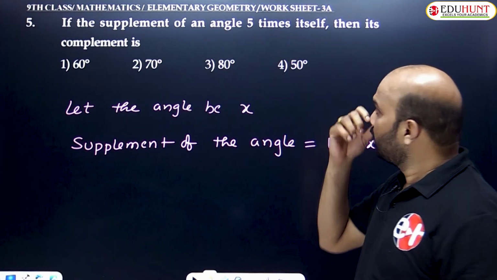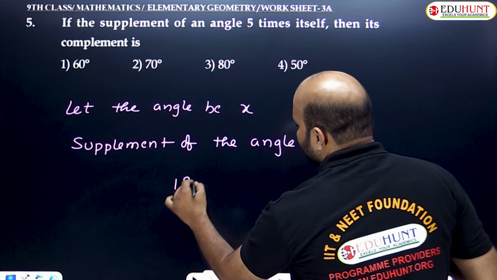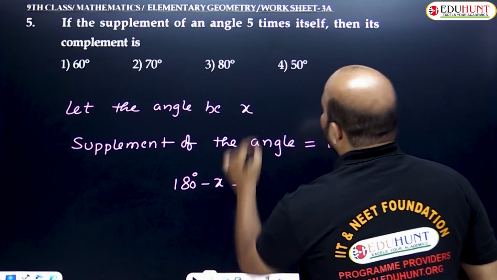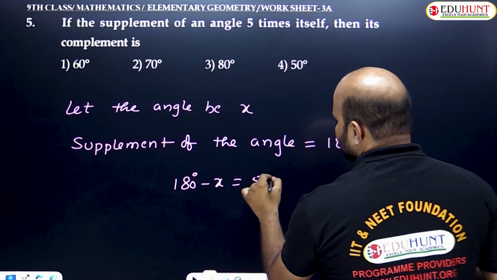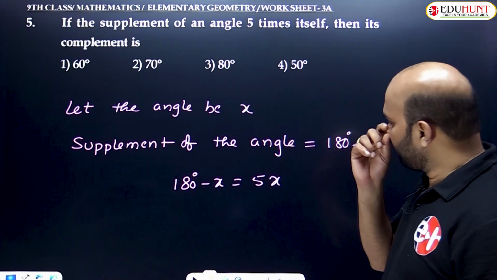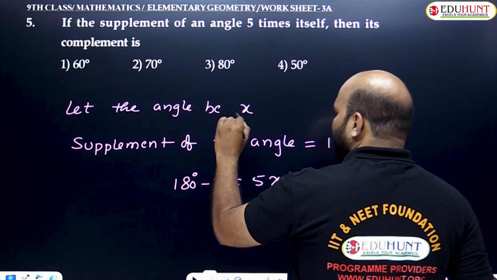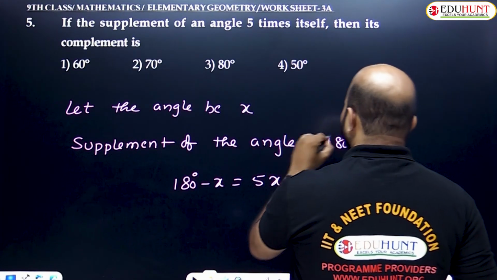180 minus x. But in that question, what is given is that the supplementary angle, so 180 degrees minus x value, how much is given? 5 times itself, nothing but 5x. 5 times of itself means 5 times that angle. Am I clear? So it equals 5 times. Clearly we need to understand: let the angle be x. What is the supplement of the angle? 180 minus x.